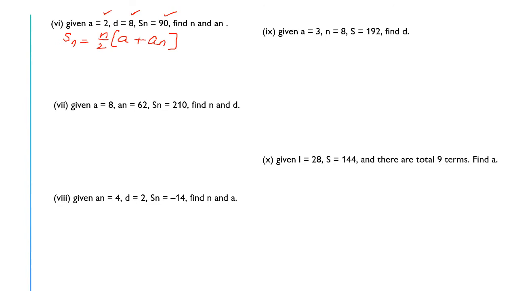You can put it in the other way, that is n by 2 into 2a plus n minus 1 into d. So in this, Sn value is given. Sn is given as 90. N we don't know. A value is given, a is equal to 2, so we get 2 into 2, 4. D value is given. The only thing we don't know in this case is n. All the other values we know. So when you substitute the values, you can find the value of n. Clear?